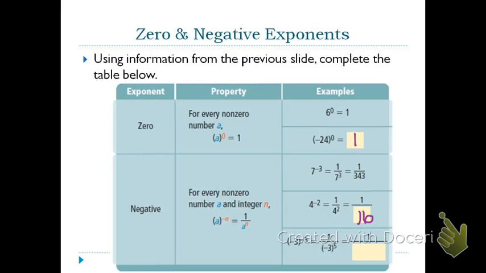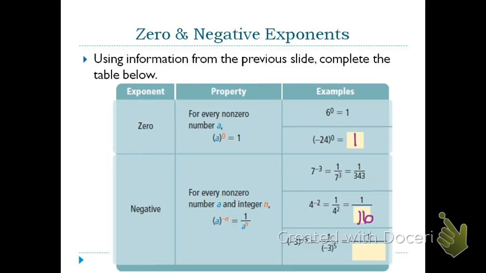So looking at the next example, negative 3 to the negative 5th power is the same thing as 1 over negative 3 to the positive 5th power. Notice that our negative 3 stays negative. You don't change the sign of the base, you only change the sign of the exponent. So what's that equal to? If you have a calculator, go ahead and use it.